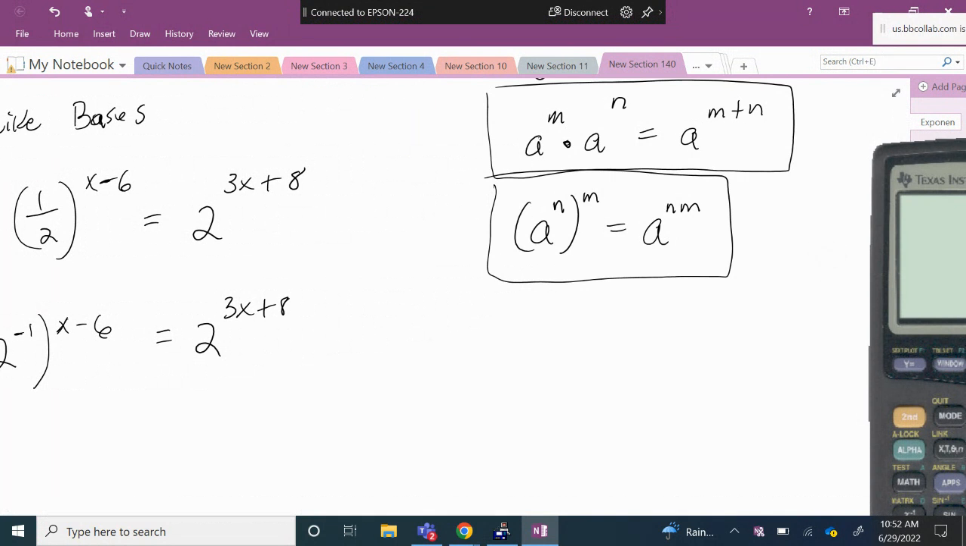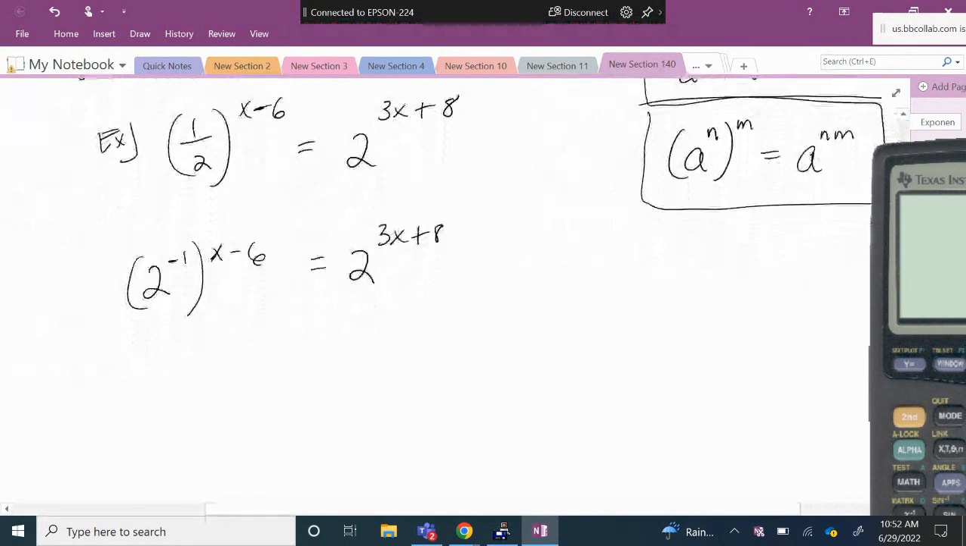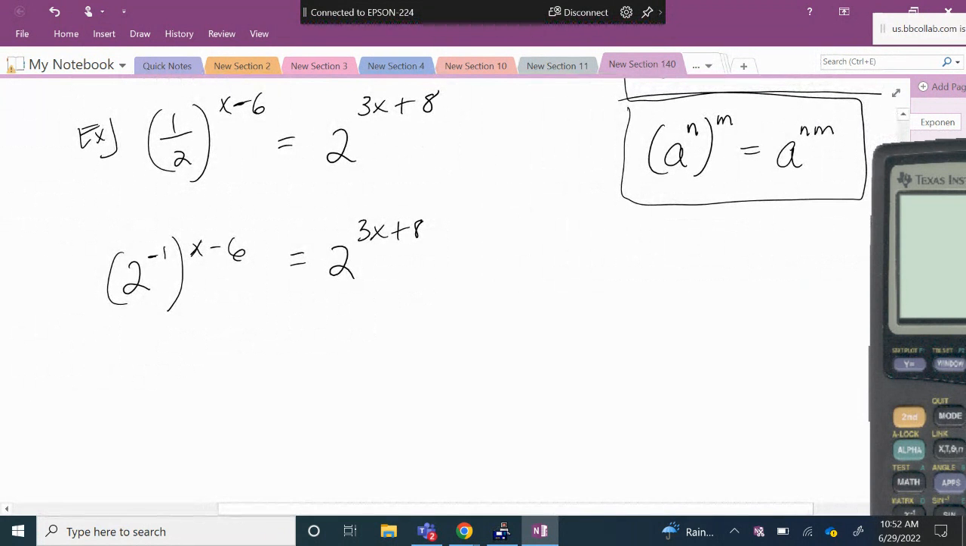The second one says a to the n times a to the m. So you're taking a power and you're raising it to a higher power, right? Because we have a that's raised to the power of n. We're raising that to a higher power, which is m, so we're going to multiply. So we're actually going to use that second property for this.